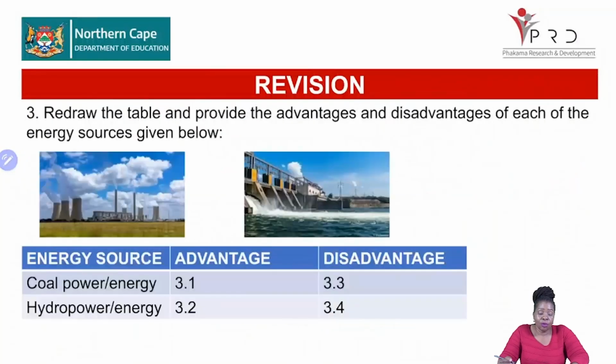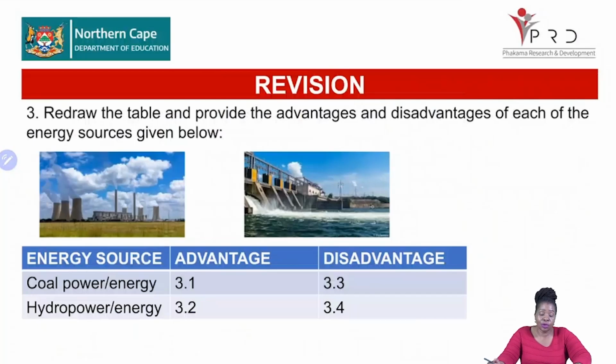Right, and then we move on to question 3. It says, redraw the table and provide advantages and disadvantages of each of the energy sources given below. So the first energy source is coal power or coal energy, and then we've got hydropower or energy. So at the top there we can see a coal powered fire station and also a hydro electricity fire station or a hydro power station.